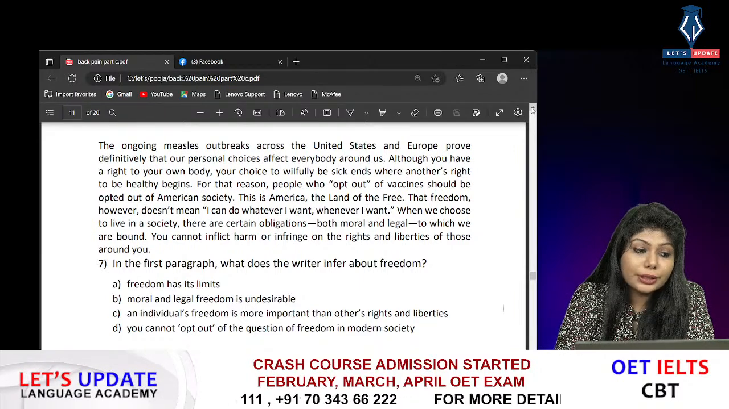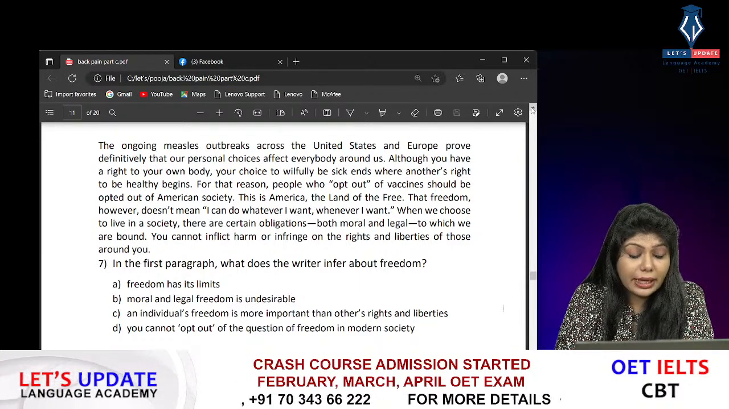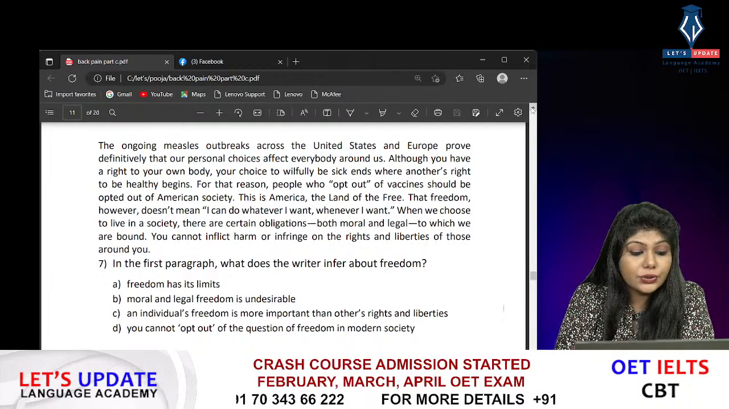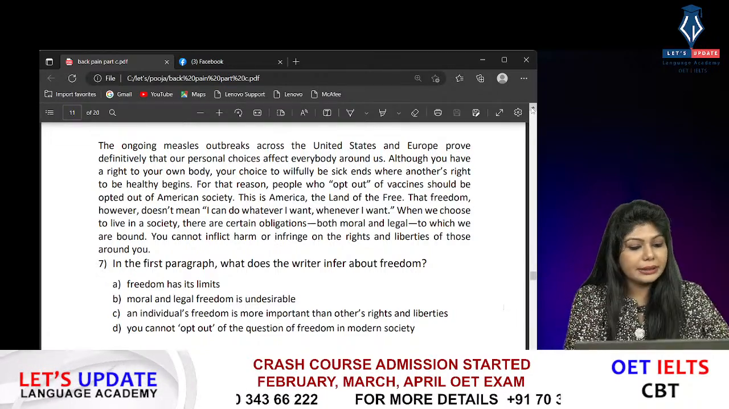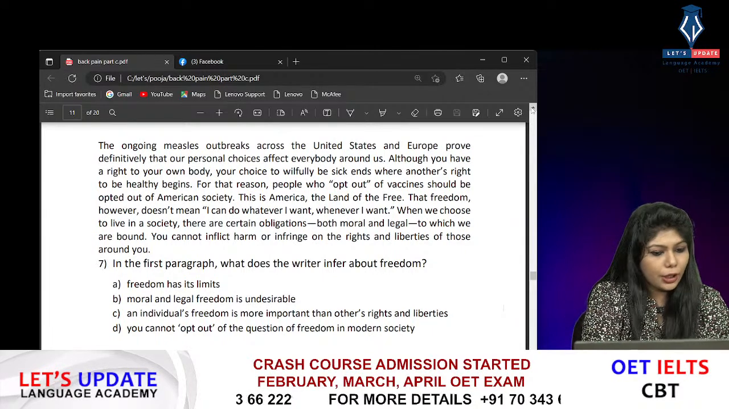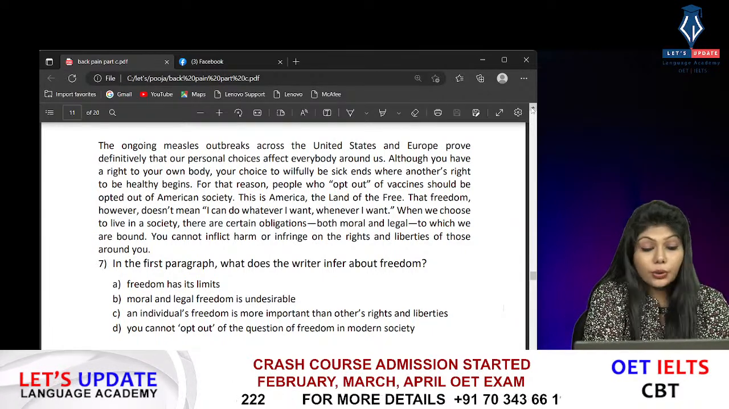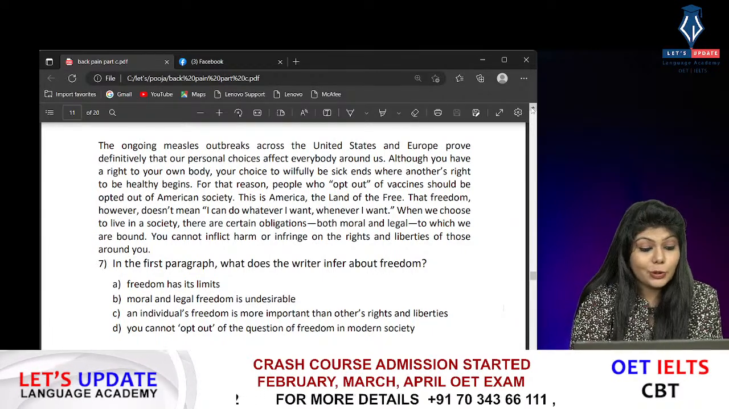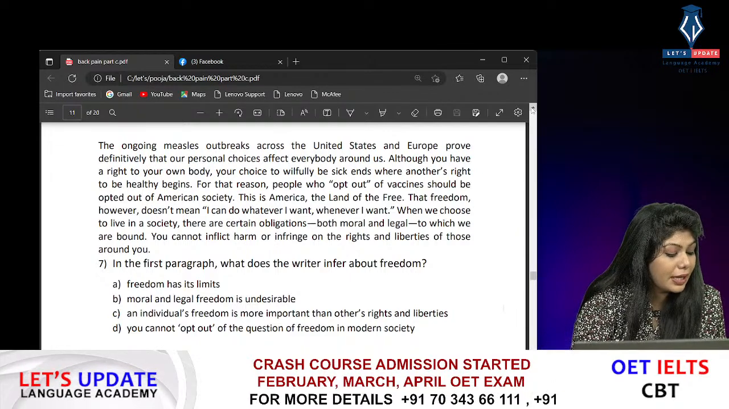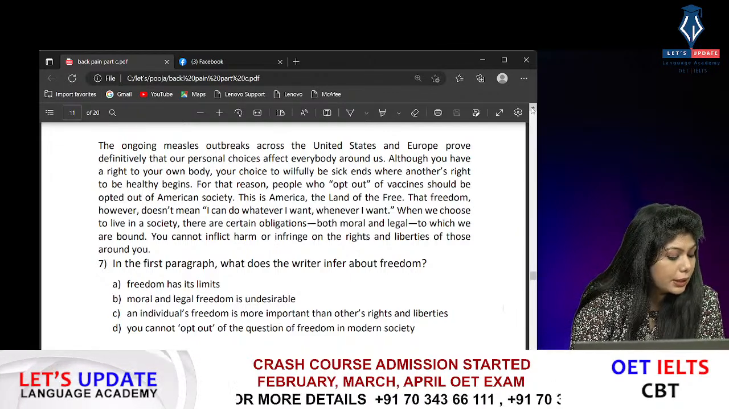So this was what the paragraph was about, and this is the question. In the first paragraph, what does the writer infer about freedom? So what do you think is the answer? Please feel free to put in your choice of answers in the comment section on Facebook.